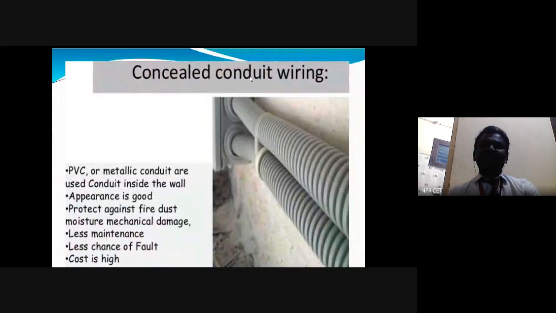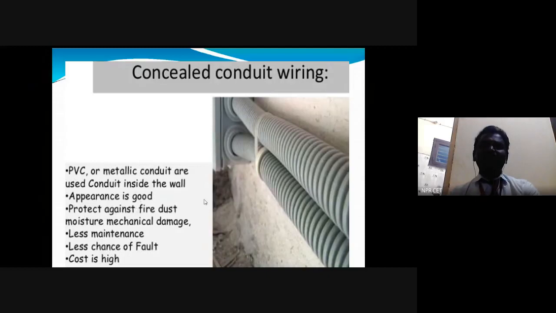This is concealed conduit wiring. PVC or metallic conduit is used inside the wall. The appearance is also good. It protects against fire, dust, moisture, and any other mechanical damage. It requires less maintenance and has less chance of fault, but the cost is very high in concealed conduit wiring.